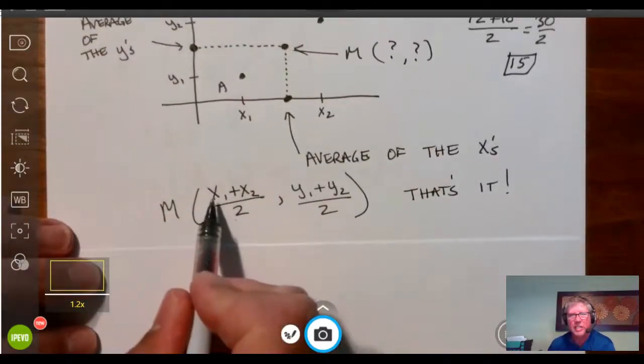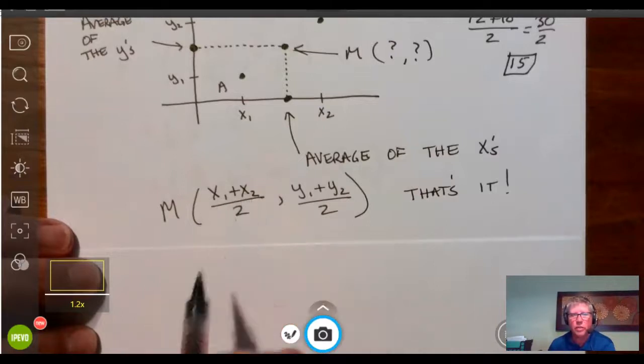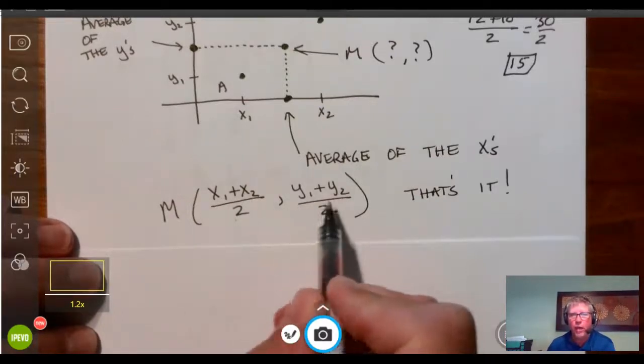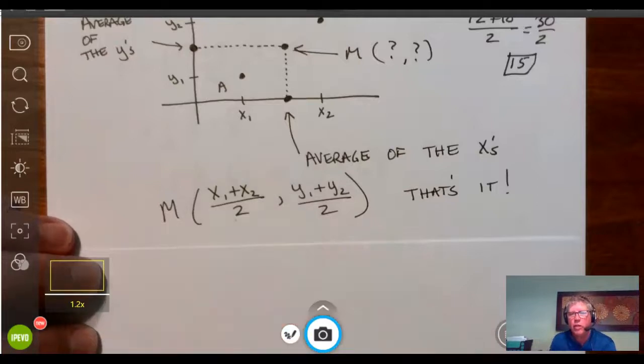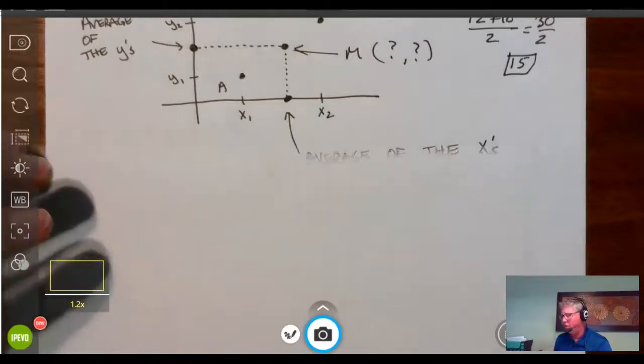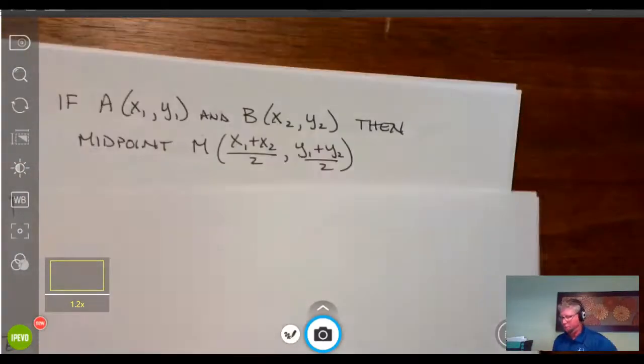All you do is take the two X coordinates, divide by 2, and the two Y coordinates, divide by 2. And what you end up with is the coordinates of the midpoint. Bam! Are you kidding me? It's that easy. Yeah, so if your mind's kind of floating a little bit, a few examples probably really help.